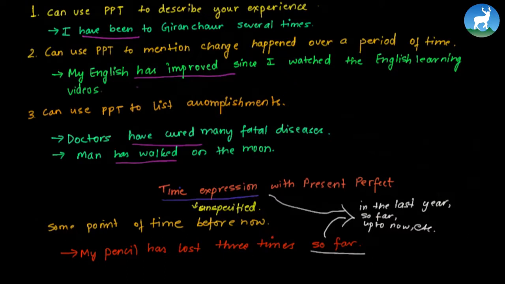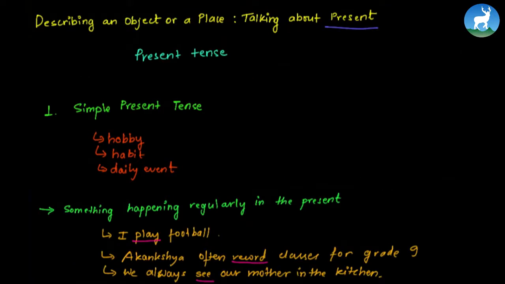Let's take 2 more minutes. Here, though the topic is about describing an object or a place, we focused more on talking about the present, because we believe that once we know the use of present tense, we can definitely describe an object or a place. The simple present tense basically goes with a hobby, a habit, or a daily event. It means something is happening regularly in the present.